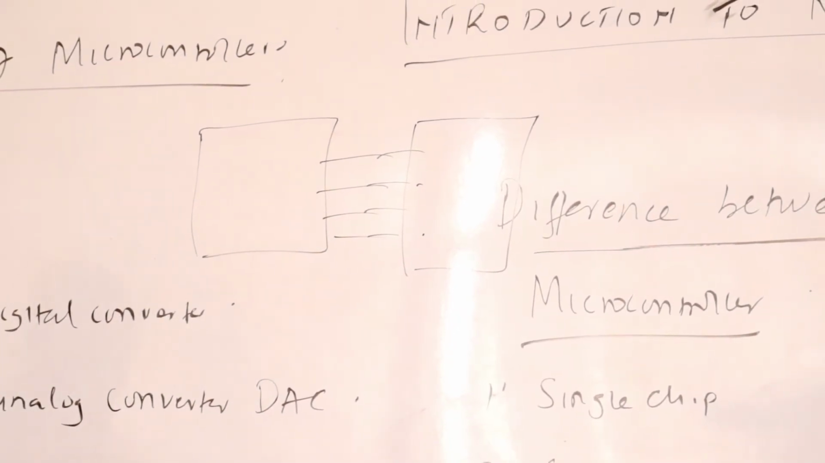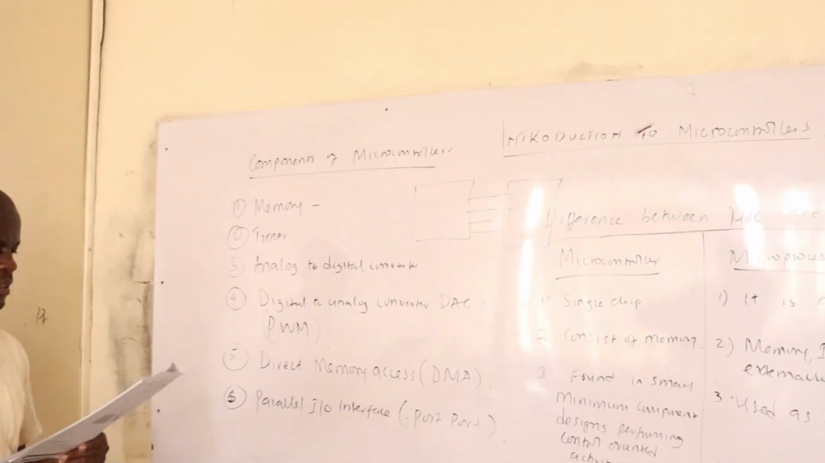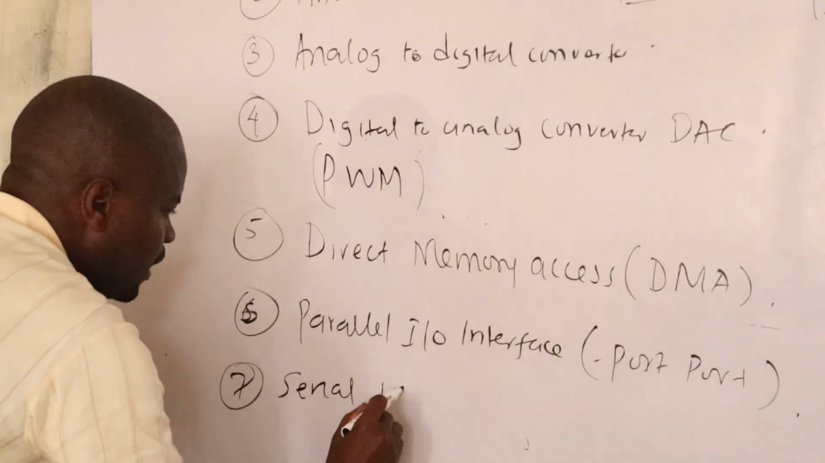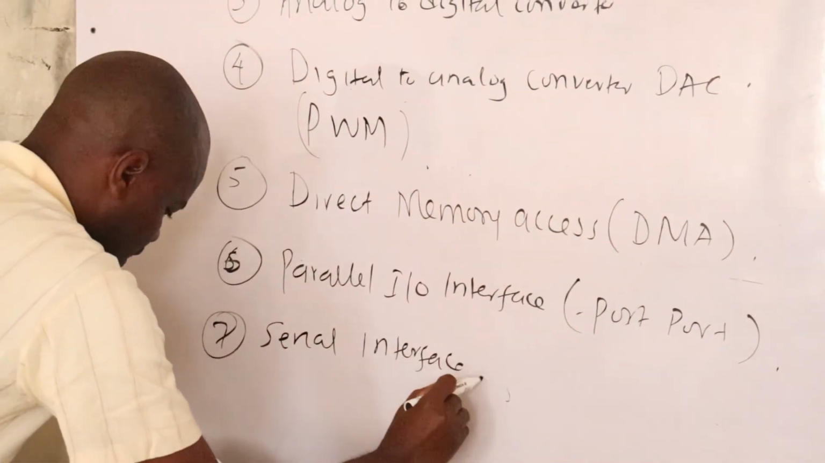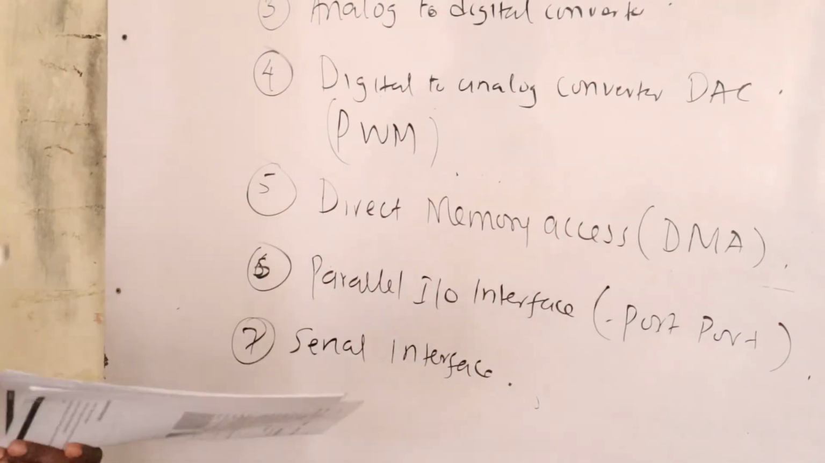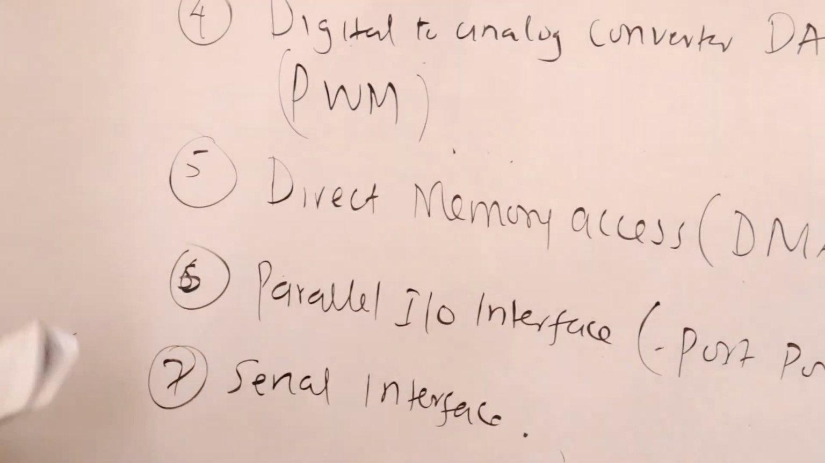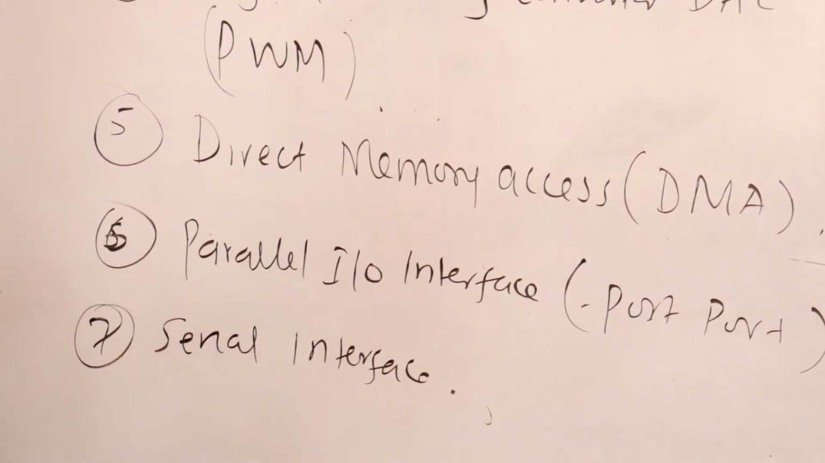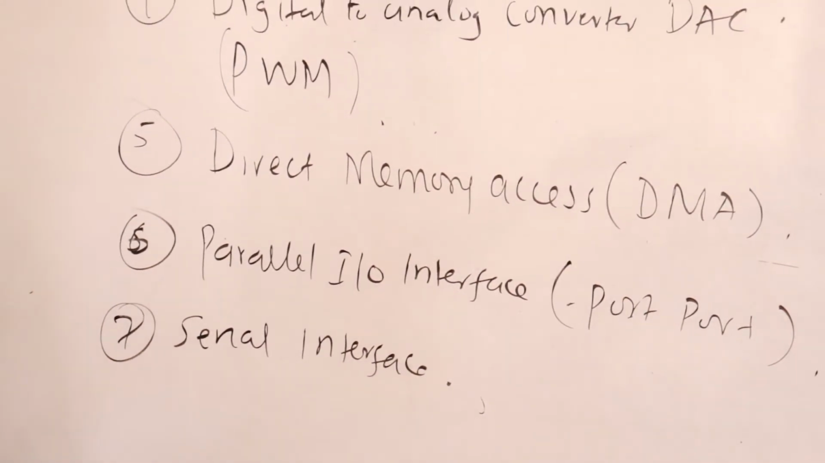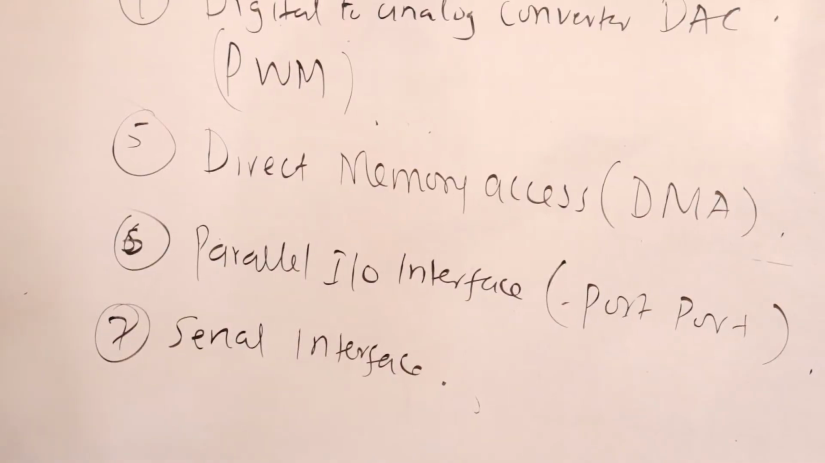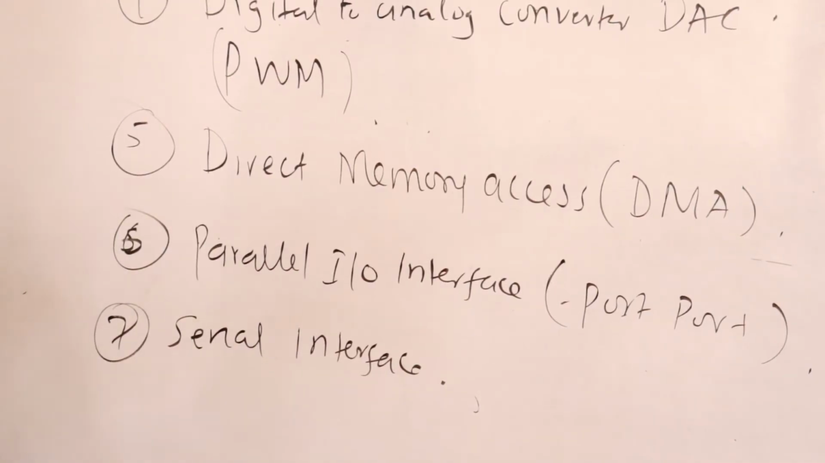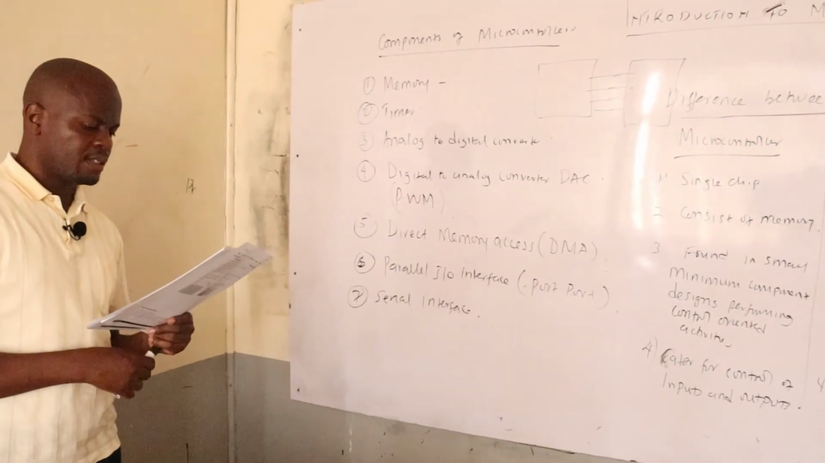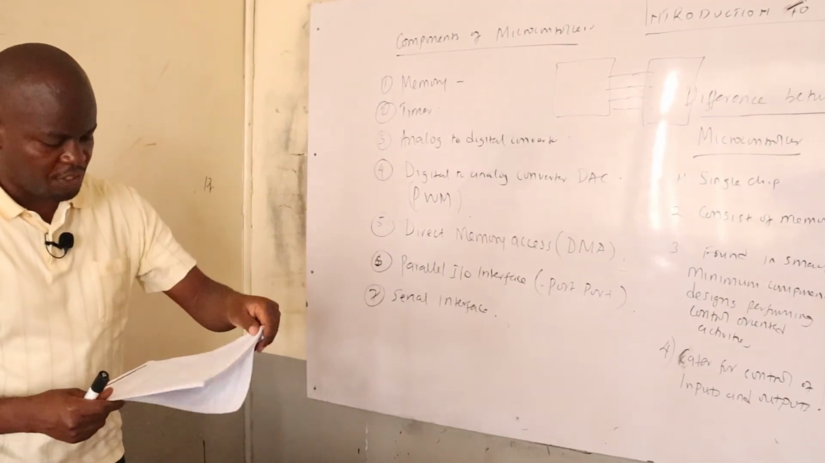Then we have the serial interface. This is the opposite of the parallel interface. The data transfer is done using one line, one bit at a time. Therefore, this method of transfer requires only one data line, and in that case it is said to be resource efficient.